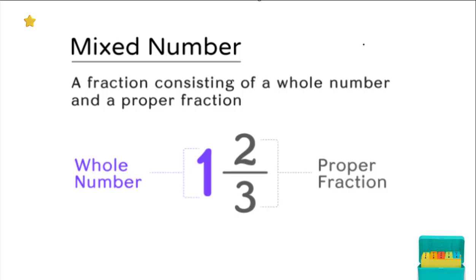What is a mixed number? A mixed number is a fraction consisting of a whole number and a proper fraction. I call them regular fractions, but proper fraction works as well. The numerator is smaller. It's less than 1, right? That's a fraction. It's a piece of a whole number.